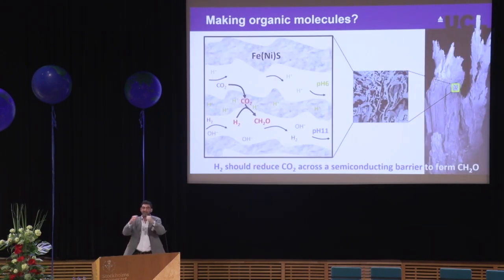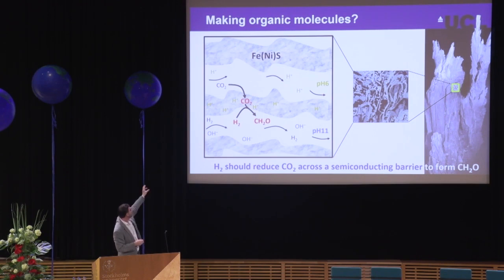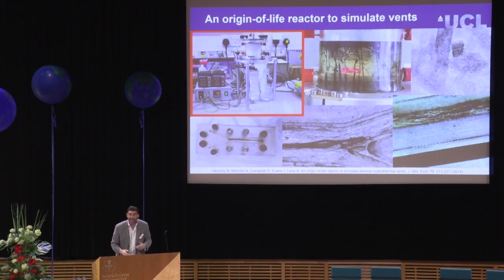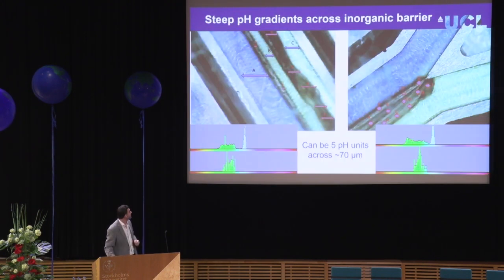But you can't have mixing of solutions. What you would need would be some kind of barrier, and that's what we see in these type of vents. So in principle, that pattern there where you have CO2 in acid waters percolating through, hydrogen in alkaline waters percolating through, and a barrier between the two, which is either transmitting protons or electrons, in principle, that could work. And it's a testable proposition, and we've been trying to build microfluidic reactors and larger reactors to do that, to see if we can have steep proton gradients across.